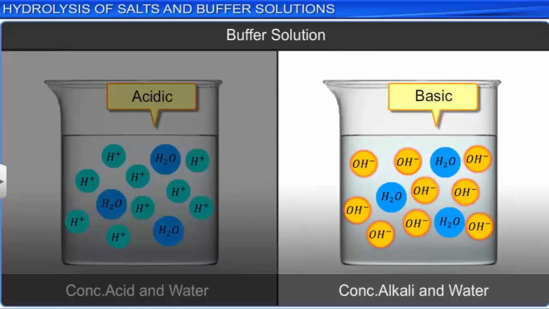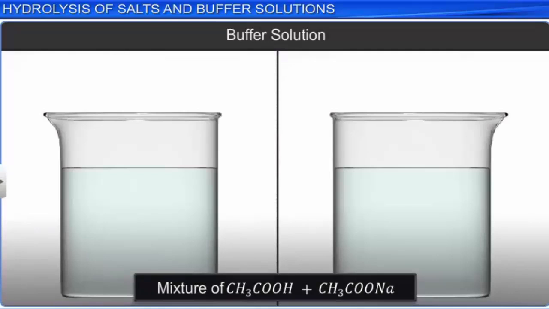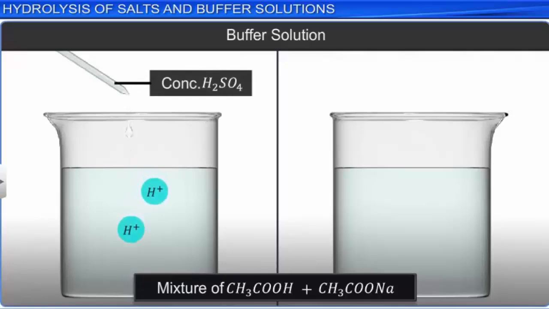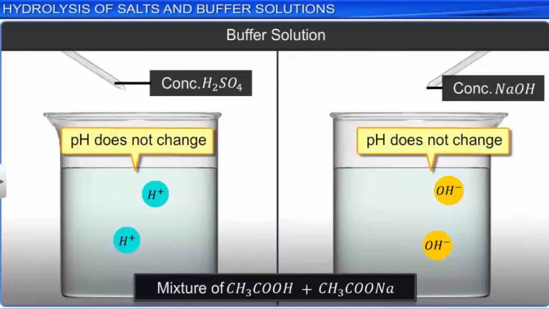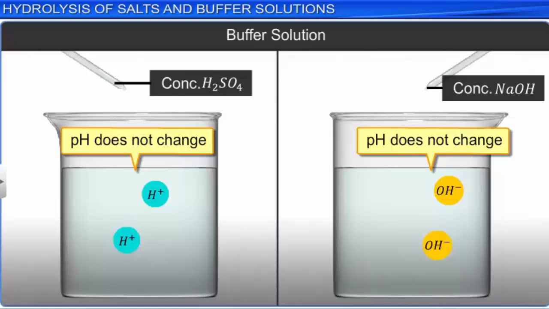Now, add 1 or 2 drops of concentrated sulfuric acid or concentrated sodium hydroxide to a solution of a mixture of acetic acid and sodium acetate. Does the pH of this solution change? No, the pH does not change. So, there are some solutions to which a small amount of a strong acid or a strong base can be added without appreciably changing their pH value. Such solutions are called buffer solutions. Thus, a buffer solution is a solution that resists any change in its pH on dilution or on the addition of a small amount of a strong acid or a strong alkali.